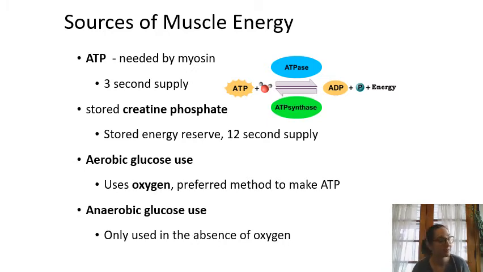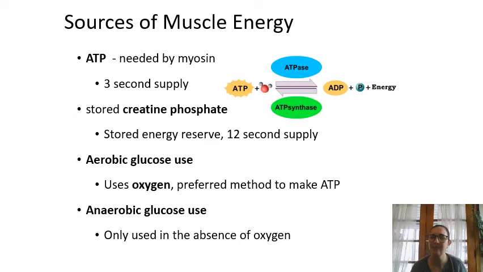So we obviously need a lot of ATP in order to keep this whole excitation contraction coupling thing going, right? We need ATP in order to maintain the negative resting potential so that we can get our action potentials. We need ATP to hydrolyze and remove the myosin from the actin head. So ATP is critical for all of this muscle work to happen.